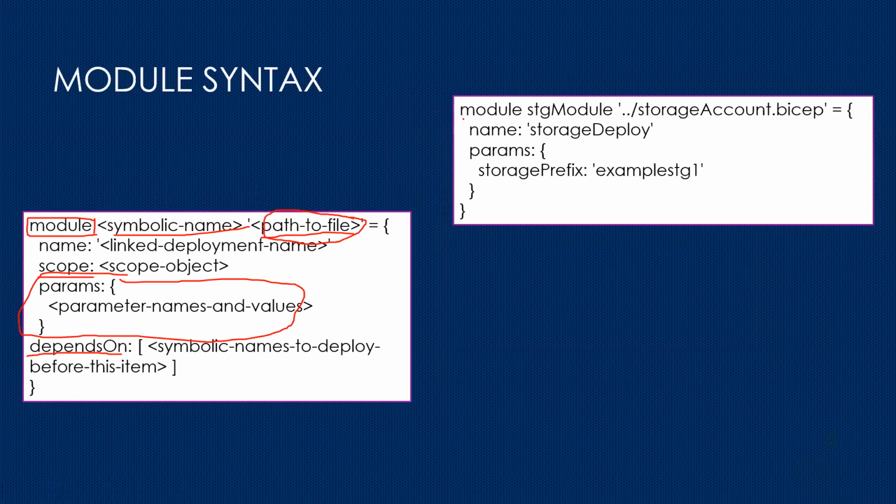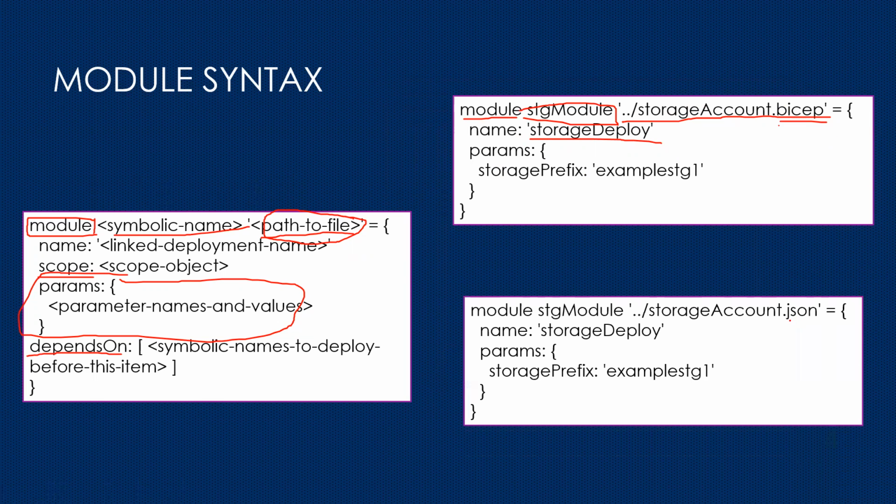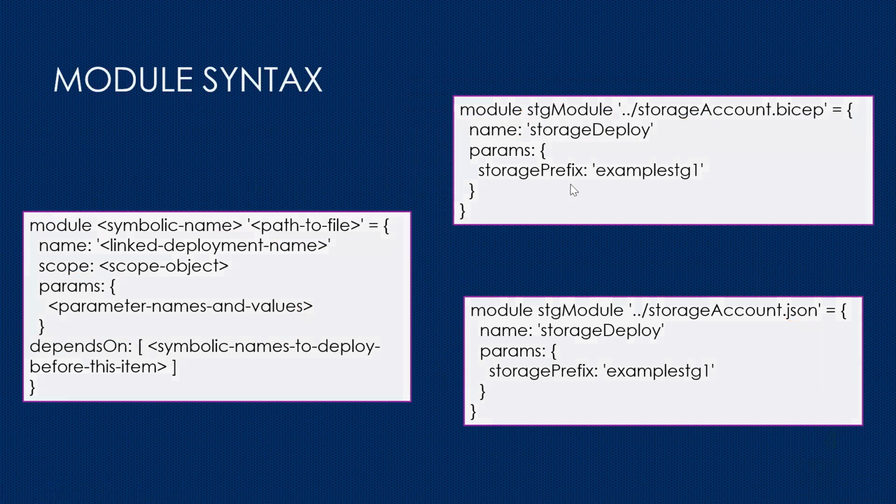You will just have the keyword module, and this is the symbolic name, and you are just referring to a bicep file, which actually talks about the storage account, and you will give a name to your linked deployment and some parameters. Right now, if you look at here, we are referring to a bicep file. Similarly, you can also refer to a JSON file. If you have an ARM template, you can also refer to that too. So this is the module syntax. I will show you this in the demo as well, how this actually looks.